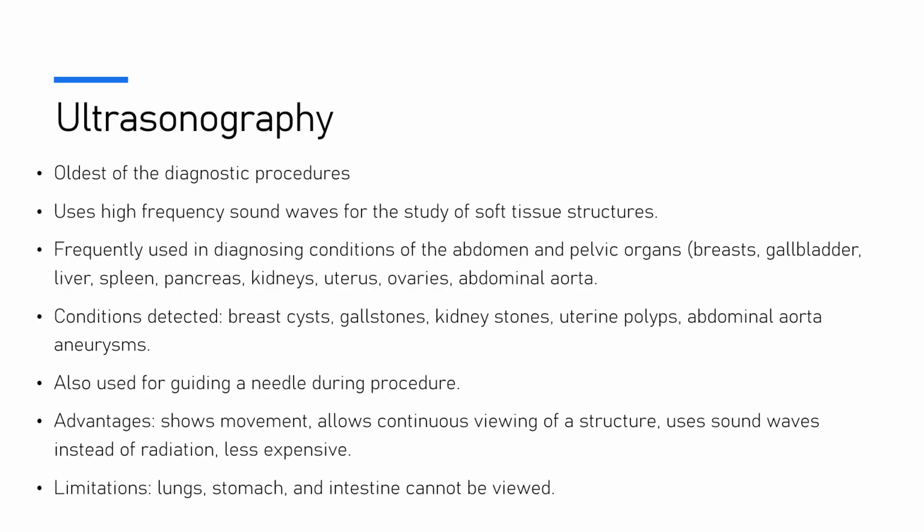First one that we're going to start off with is ultrasonography. This is the oldest of the diagnostic procedures, and it uses high-frequency sound waves for the study of soft tissue structures. This does not use any radiation. Some people get it confused and think that it does, but it does not use any radiation whatsoever. This is frequently used in diagnosing conditions of the abdomen and pelvic organs, so breast, gallbladder, liver, spleen, pancreas, kidneys, uterus, ovaries, and abdominal aorta.